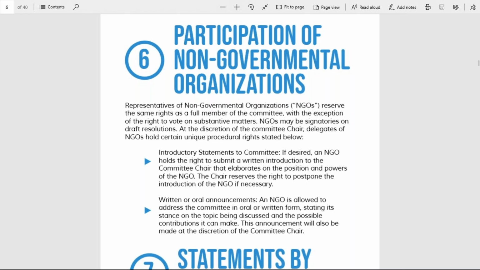For introductory statements to the committee, if desired, an NGO holds the right to submit a written introduction to the committee chair that elaborates the position and powers of the NGO. The chair reserves the right to postpone the introduction of the NGO if necessary, so as to allow member states to continue talking. Then, written and oral announcements: an NGO is allowed to address the committee in oral or written form, stating its stance on the topic being discussed and the possible contributions it can make. Announcements will also be made at the discretion of the chair. So the chair controls the room, ideally.